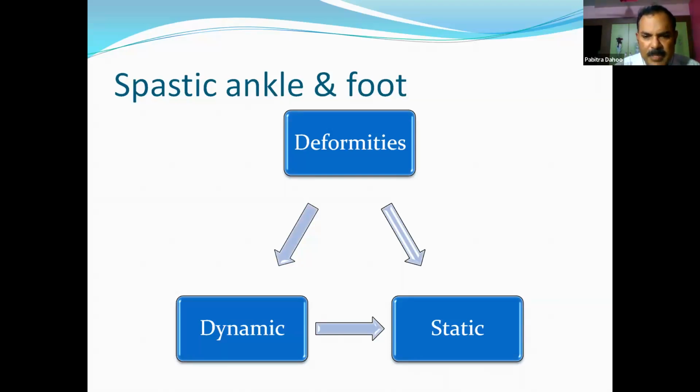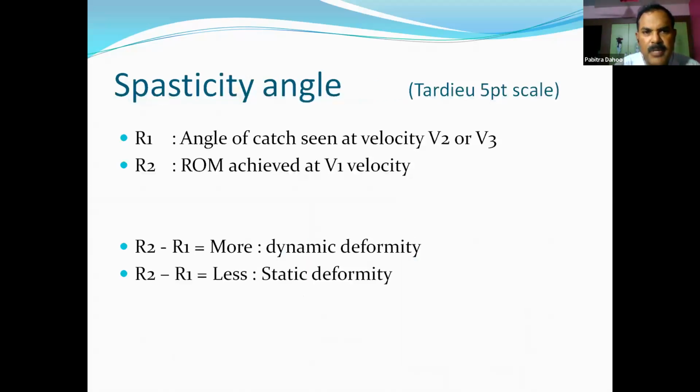In a static deformity, the deformity cannot be corrected by passive means. There is an intermediate phase called mixed deformity, where you have some amount of dynamic deformity and some amount of static deformity. So how do you assess that mixed deformity? The most common method of spasticity assessment is the Tardieu scale, measuring a spasticity angle. I hope you all know what the Tardieu spasticity scale assessment is.